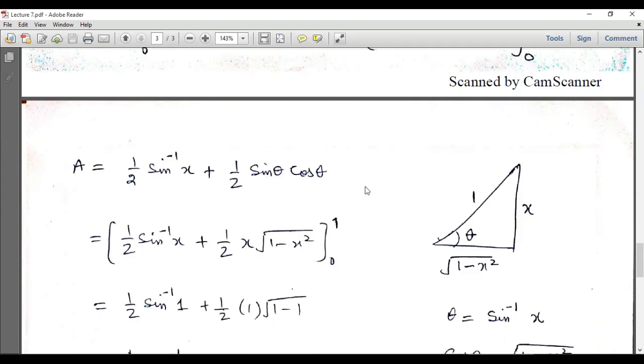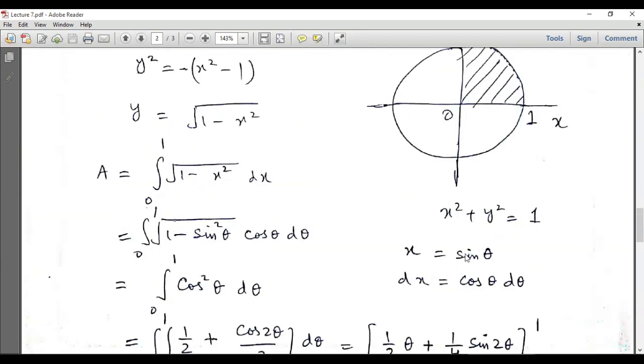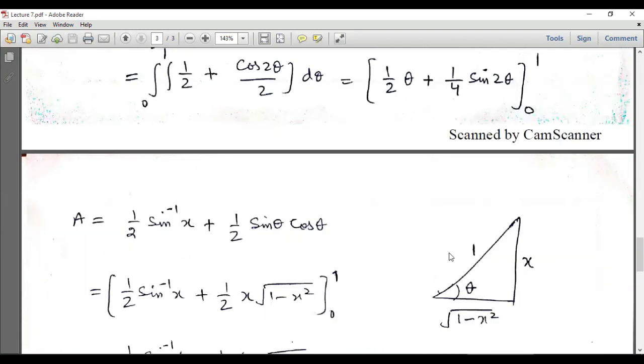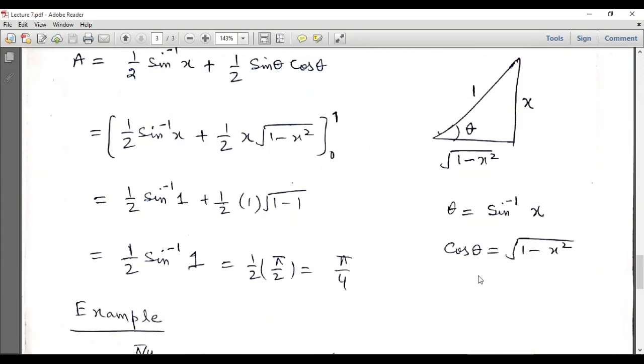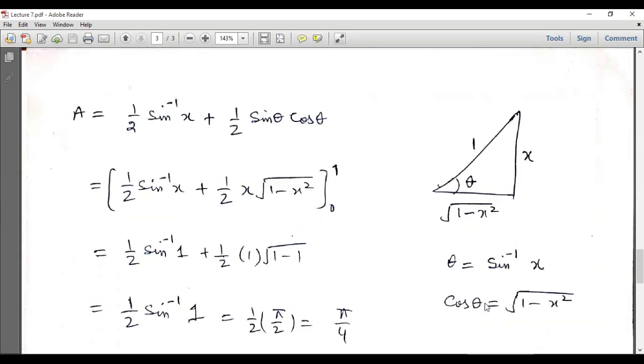The value of sine theta and cos theta can be evaluated from this triangle, right? Since we have sine theta is equal to x, it means this is x and 1 is the hypotenuse, because sine theta is equal to perpendicular over hypotenuse. So base is equal to square root of 1 minus x square, and this angle is theta. So from this triangle we can calculate the value of cos theta. So cos theta is equal to square root of 1 minus x square divided by 1. So it is square root of 1 minus x square.